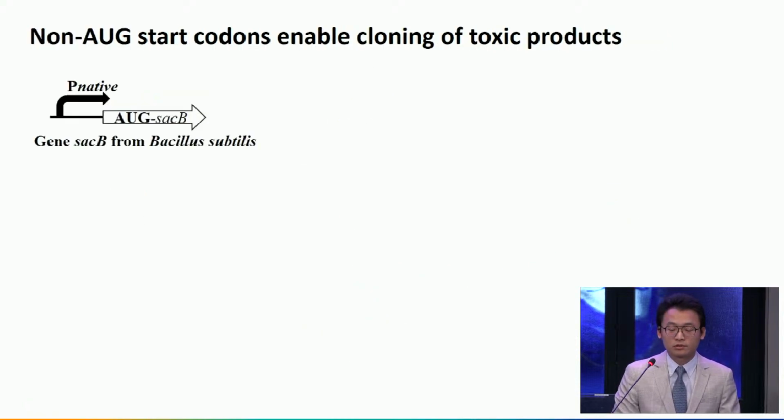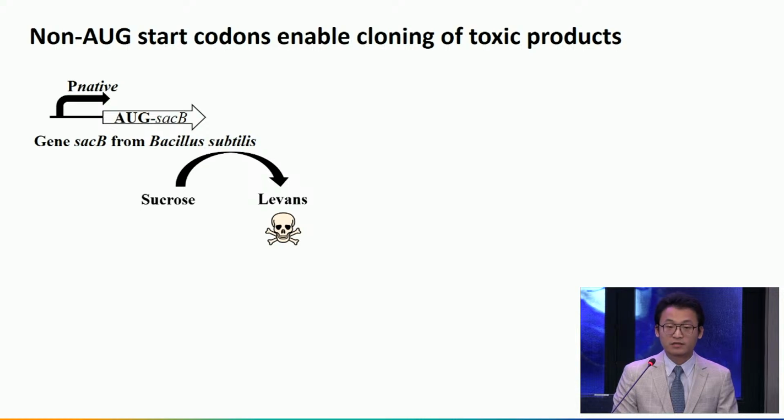For example, using libraries of gene regulation in this thesis, we successfully expressed a sacB gene from Bacillus subtilis, which can convert sucrose into levans, resulting in cell death in bacteria. This gene has been widely used as sucrose-sensitive marker in bacteria instead of Clostridium.